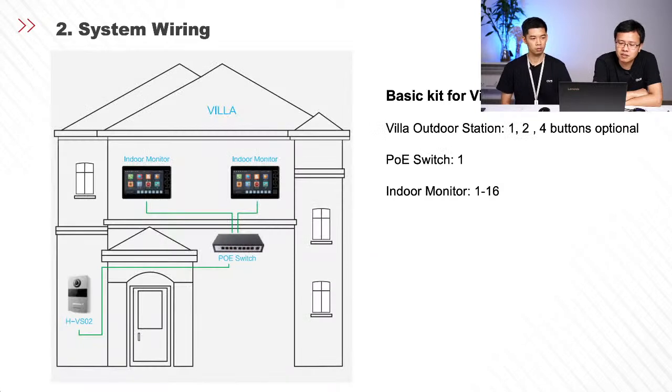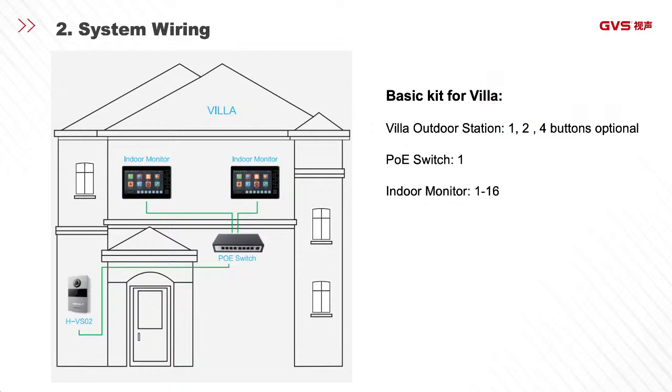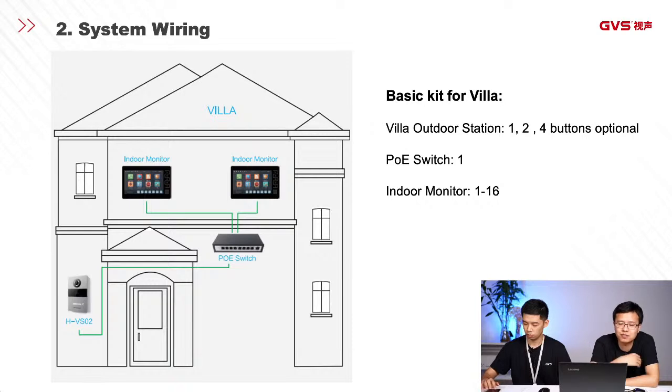And about the project for the villa, sometimes it's very simple. So it's also very basic to use our IP system, because the wiring is much simpler. You can see that it consists of the villa outdoor station, the PoE switch and some indoor monitors. So that's all. We don't need any external device for the villa projects, but it depends on how many buttons or how many floors you need for the villa.